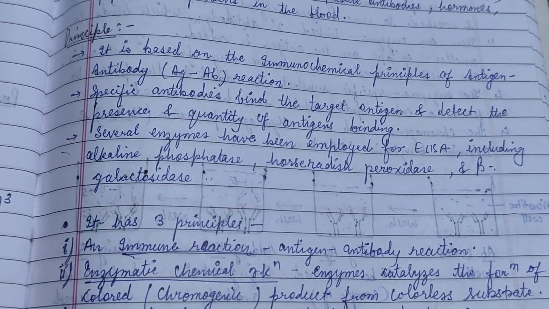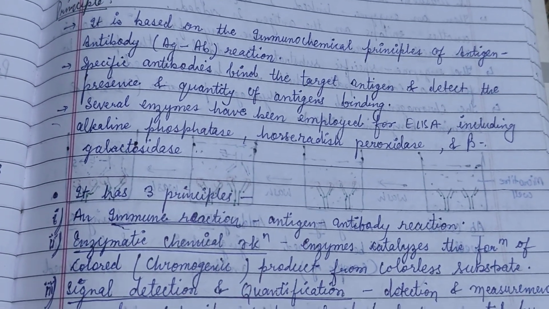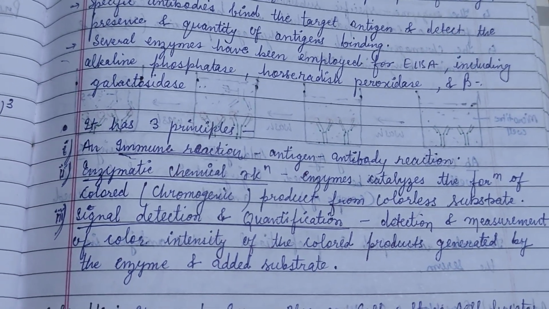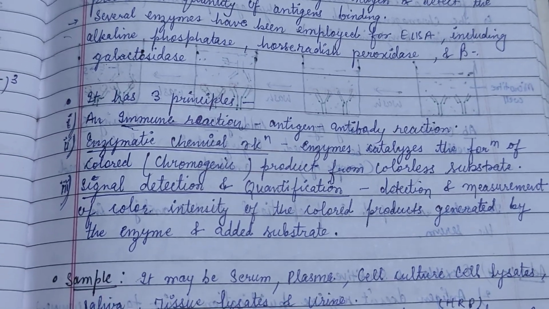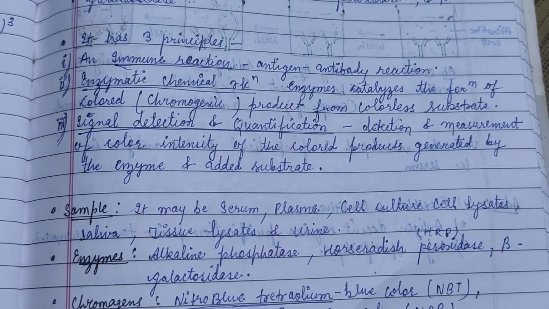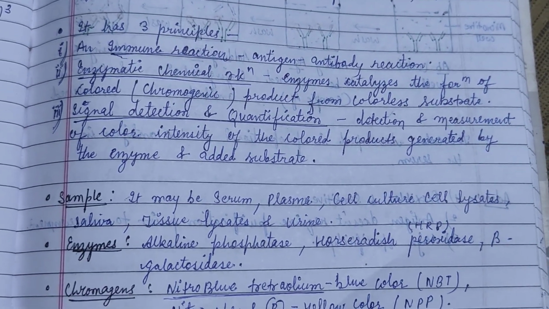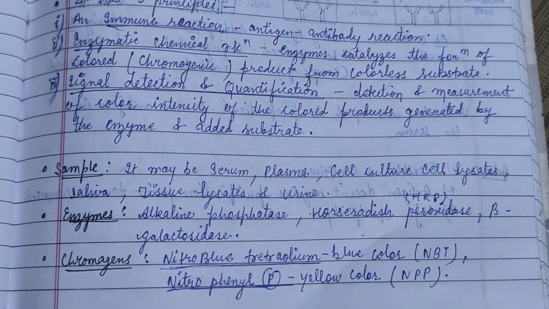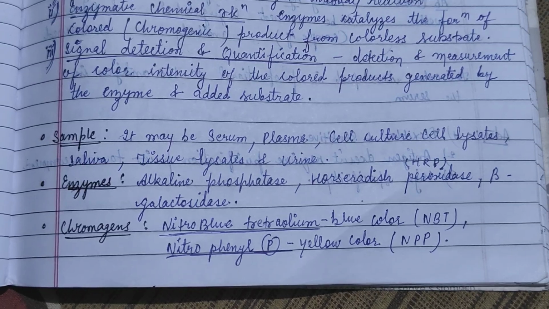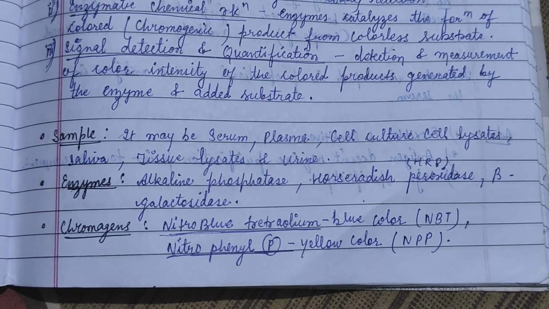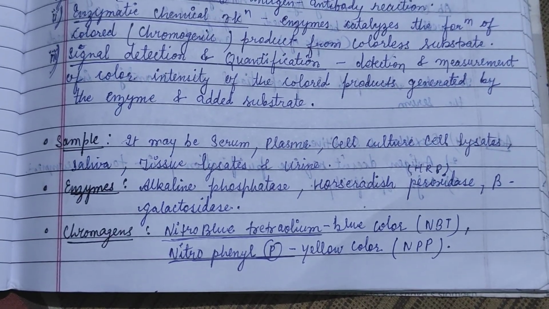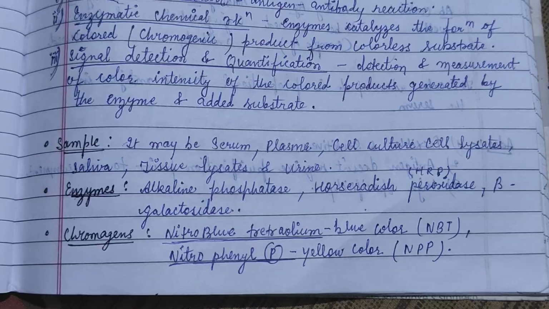The principle of ELISA is based on the immunochemical principle of antigen-antibody reaction, and several enzymes have been employed for ELISA, including alkaline phosphatase, horseradish peroxidase, and beta-galactosidase. So it has three principles, that is, first is the immune reaction, then enzymatic chemical reaction, and signal detection and quantification. So the sample may be the serum, plasma, cell, etc. Enzymes included are alkaline phosphatase, horseradish peroxidase, and beta-galactosidase.